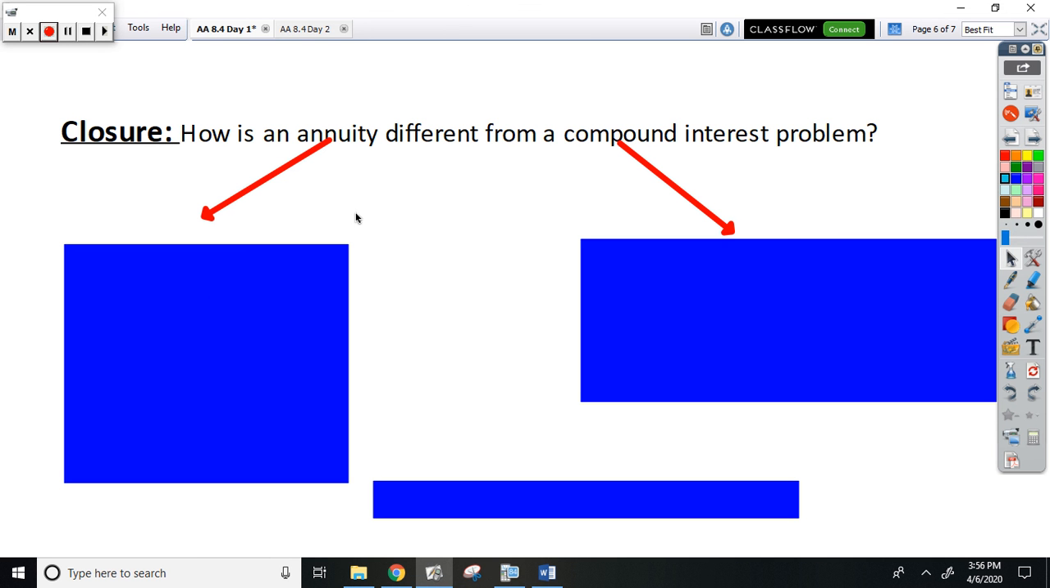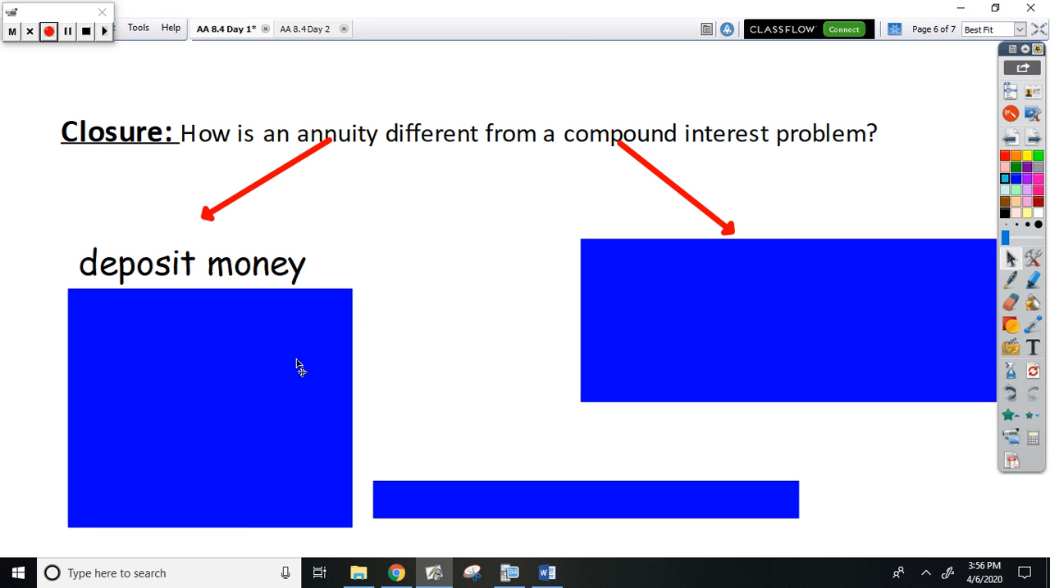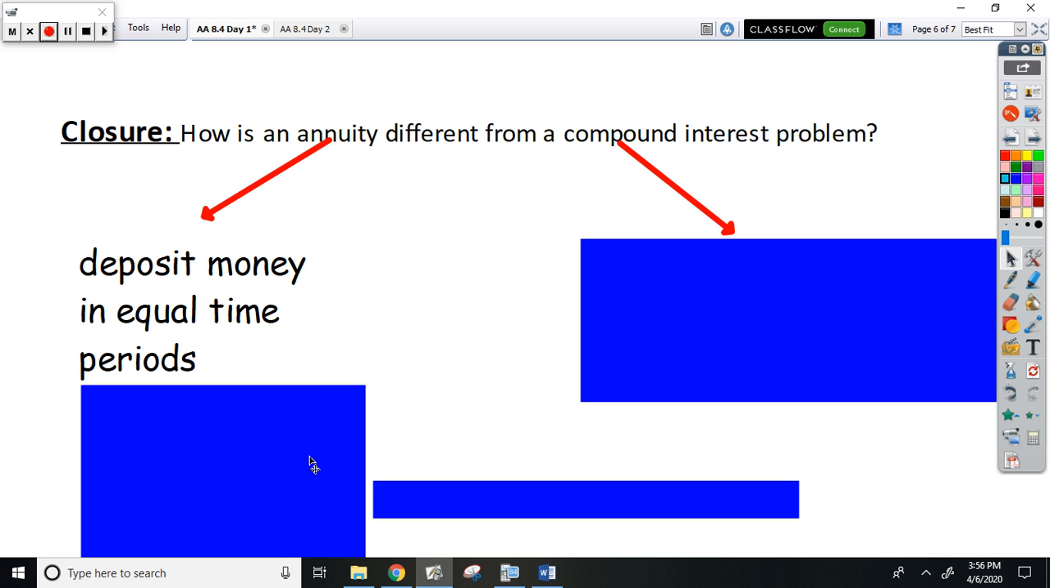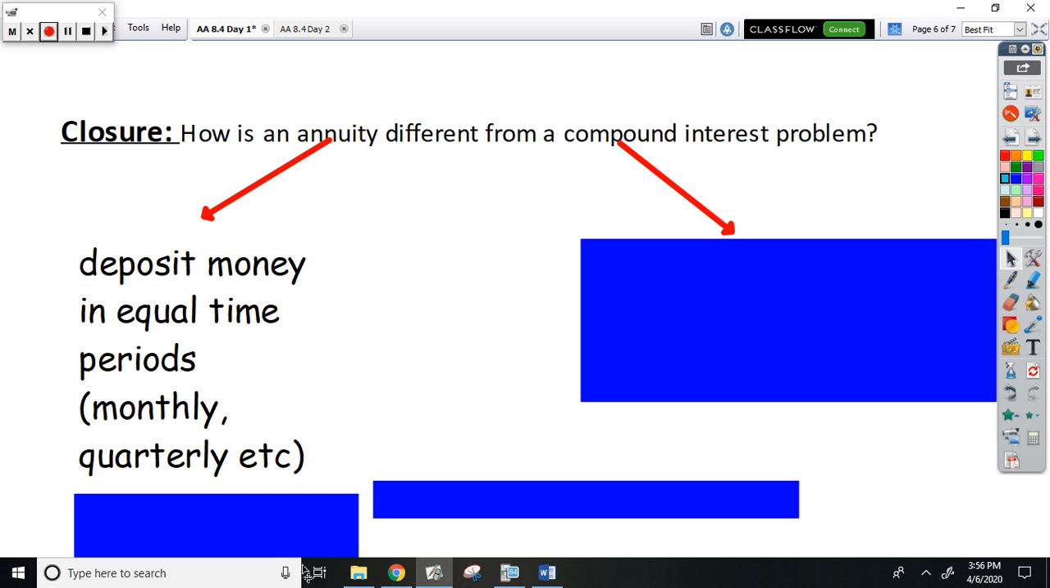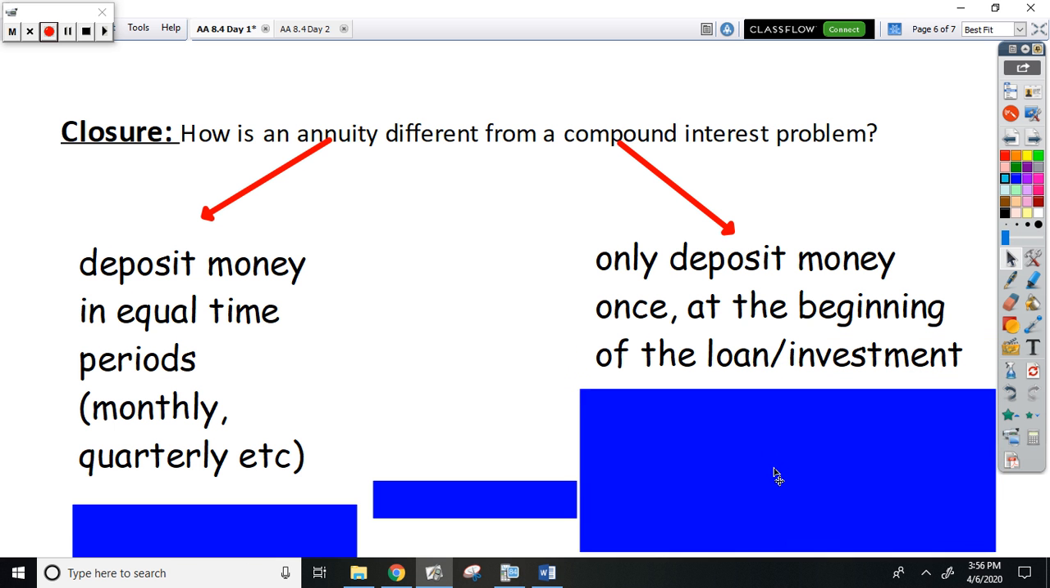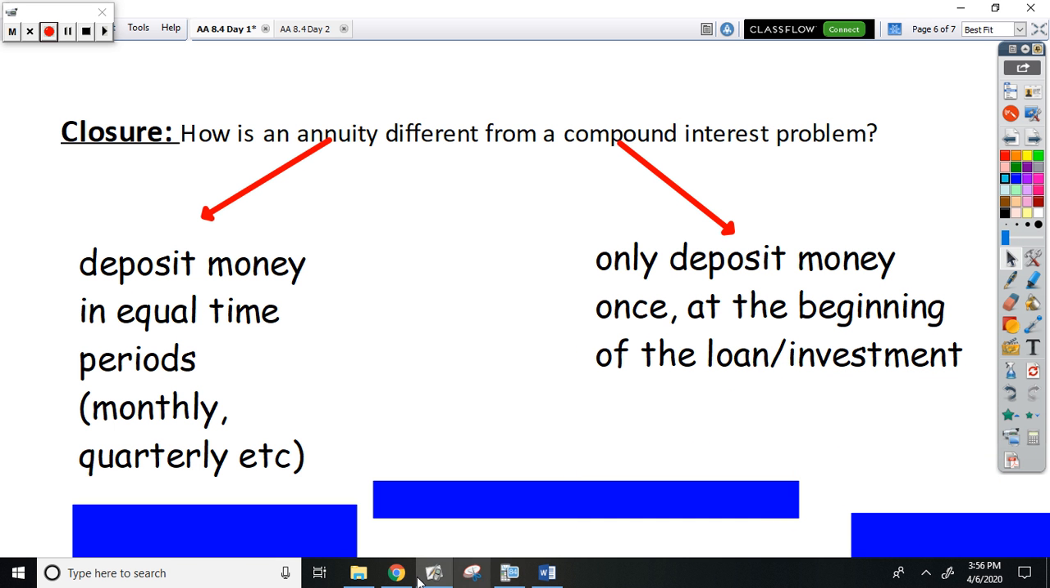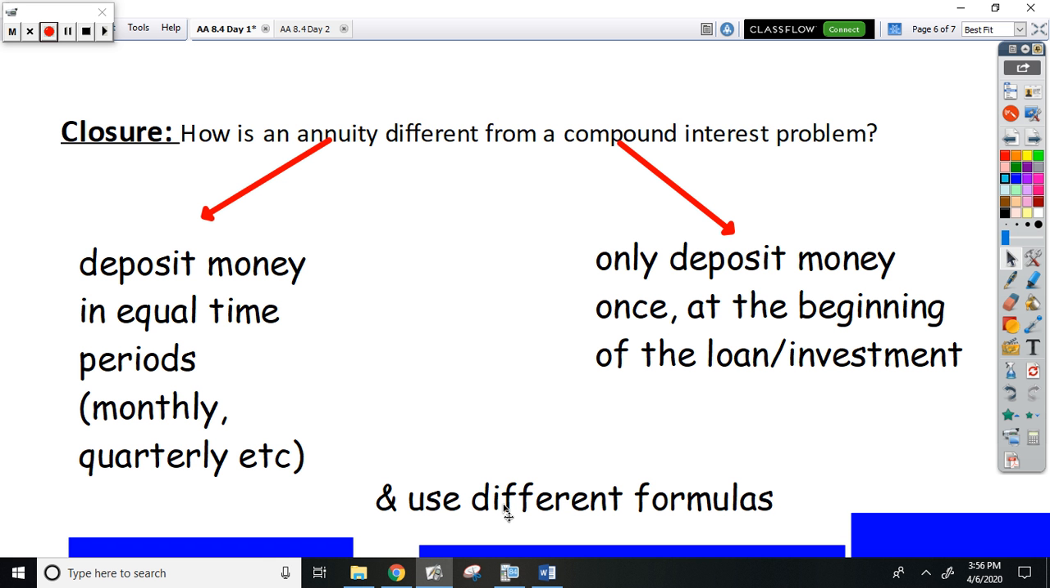The closure says, how is an annuity different from a compound interest problem? An annuity is depositing money in equal time periods, for example, monthly, quarterly, etc. Whereas a compound interest problem only deposits money once at the beginning of the investment instead of continually depositing. Also, they use different formulas.